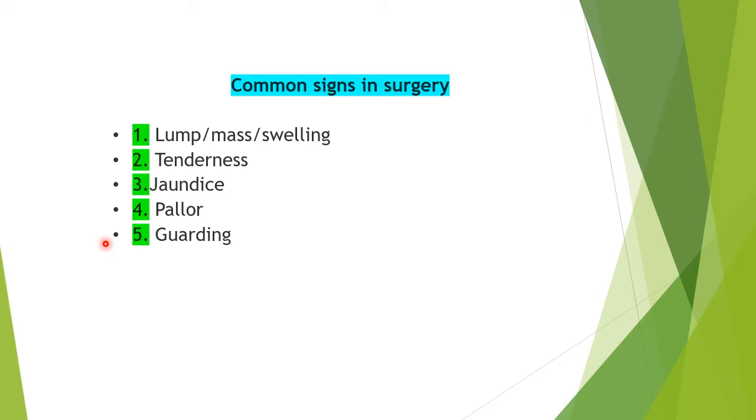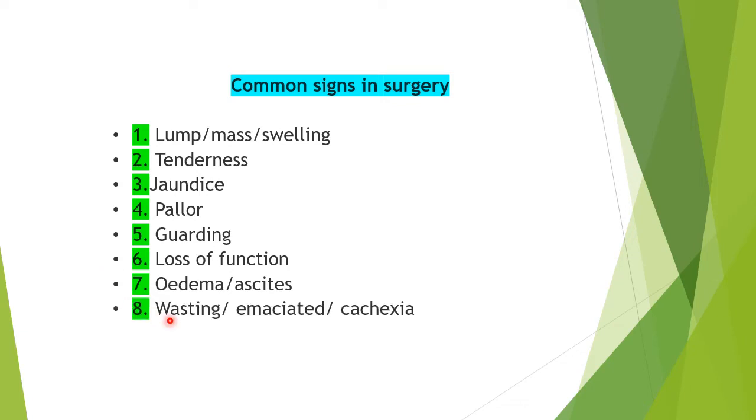Guarding and rigidity. Loss of function due to pain, especially over the limbs. Edema, peripheral edema or ascites. Wasting, emaciation, and cachexia, which are usually due to malnutrition, chronic illness, or malignancy.